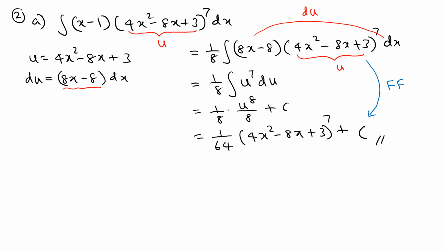So I'm going to call the second method, or the u formula trick. So this is the u formula trick.